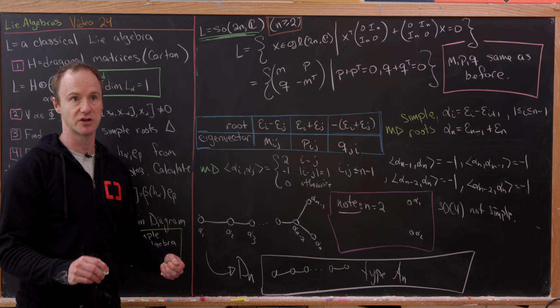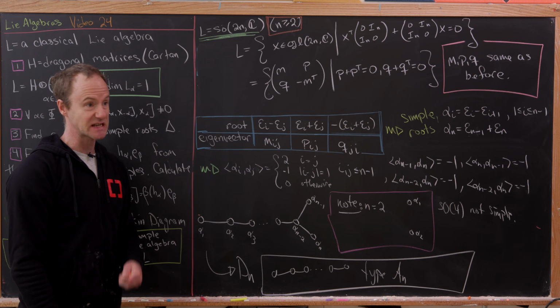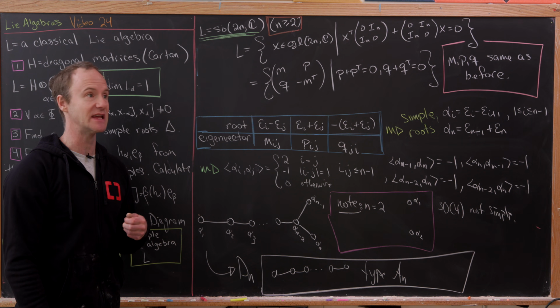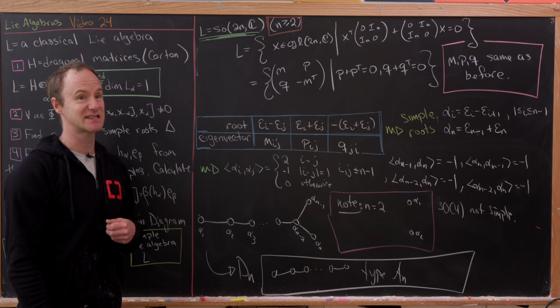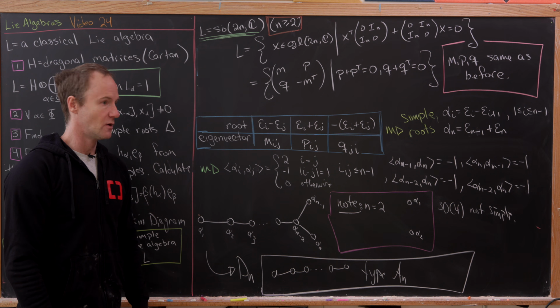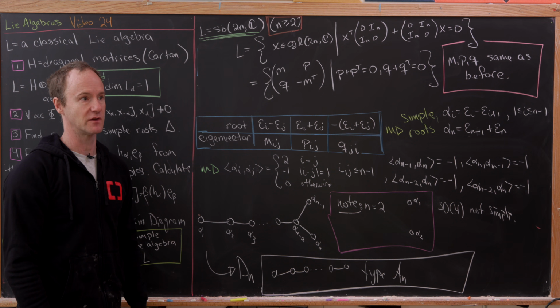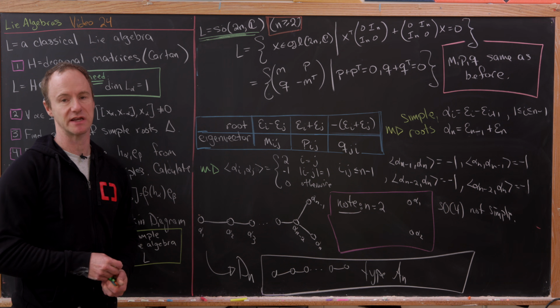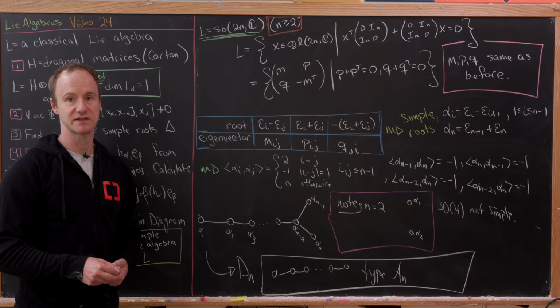It should stand to reason that next video we'll start with type Cn, which will in fact be an Sp Lie algebra. And then after that, we have to look at the so-called exceptional Lie algebras, but we'll get to that. And that's a good place to stop.